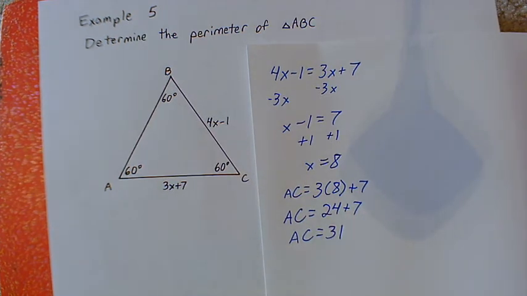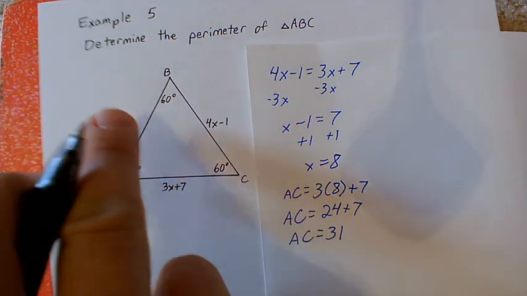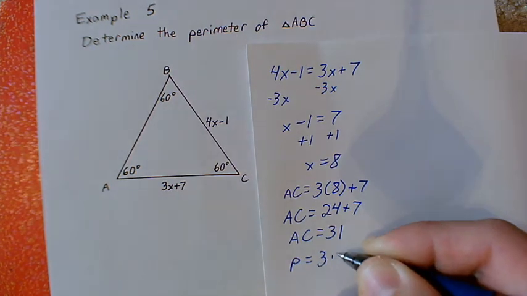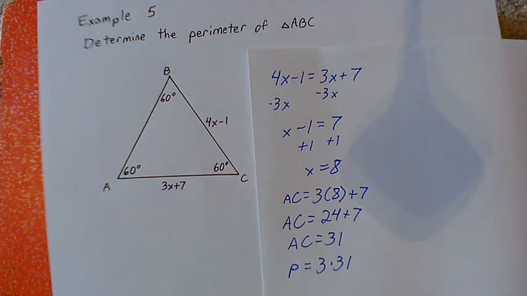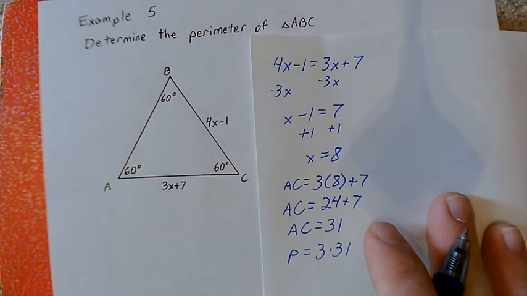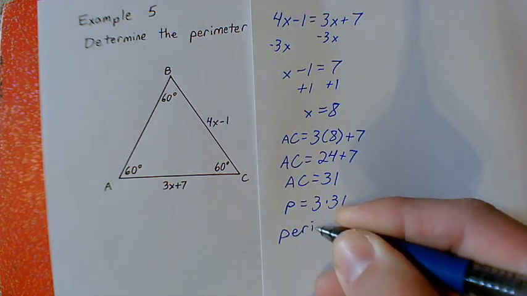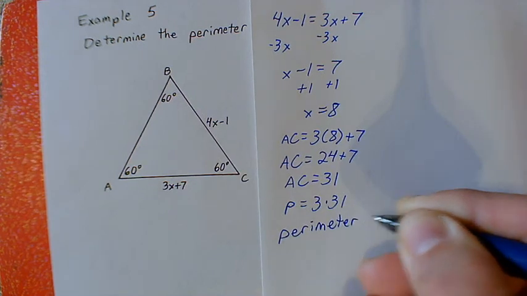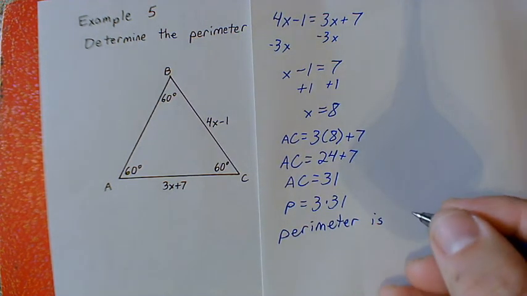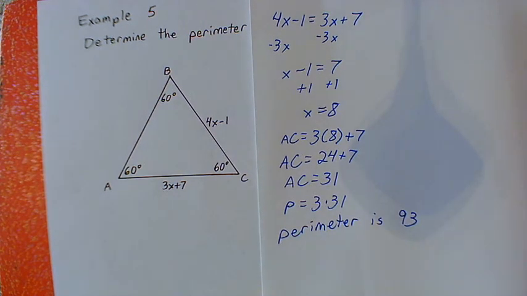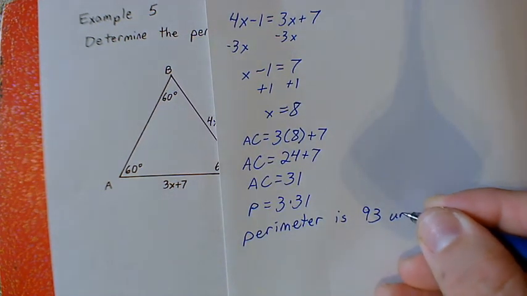Now that I've gotten that value for AC, if this is 31, this is 31, and this is 31. To find the perimeter, I'm just going to have to do 3 times 31, since every side is 31. So the final answer, the perimeter, is 3 times 31 ends up being 93 units for triangle ABC.